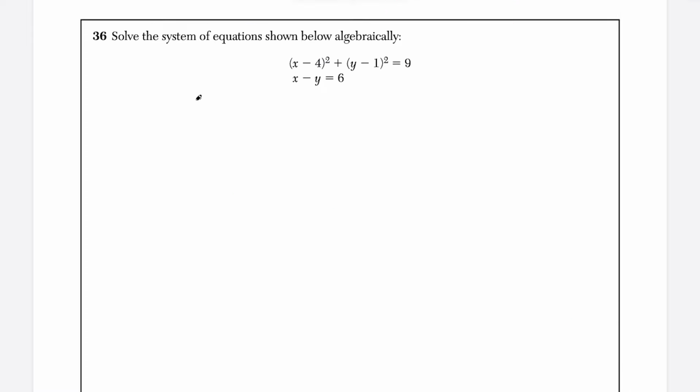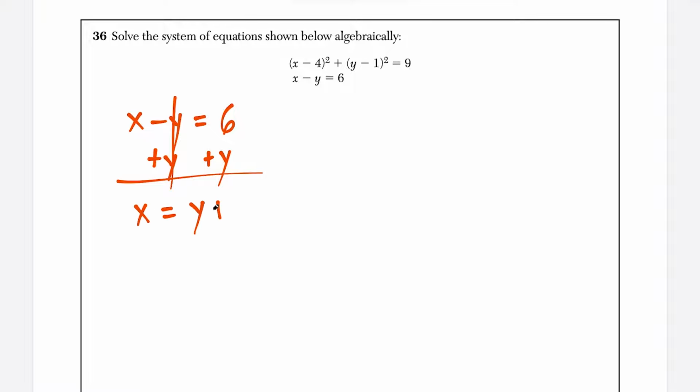Question 36, we're going to solve the system of equations shown below algebraically. For this system, I want to solve it by substitution. I'm going to take that second equation and solve it for x, so I'm going to add y on both sides. Now we have x equals y plus 6, and this I'm going to plug into the other equation. So I'm going to replace this x with y plus 6.